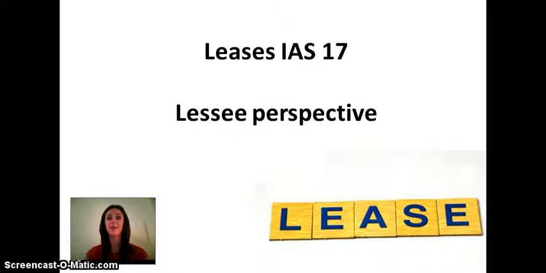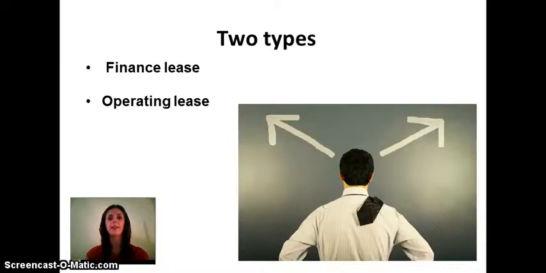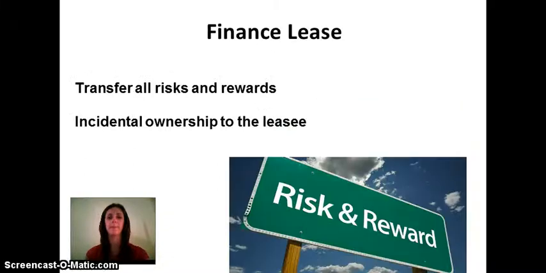With this video lecture, we're going to be looking at leases as they are accounted for under IAS 17, and we're going to be looking at them from the lessee's perspective. Under IAS 17, there are two types of leases that a contractual arrangement can be put into. It's either going to be a finance lease or an operating lease.